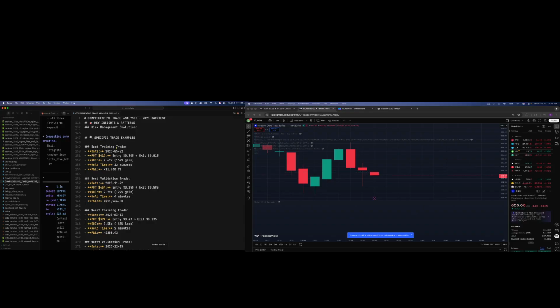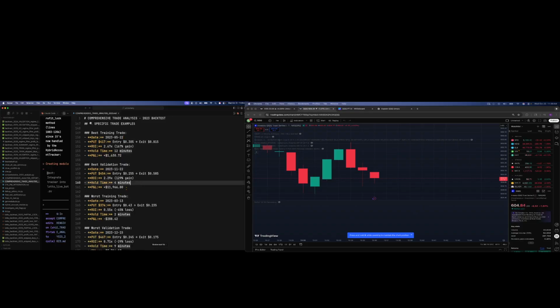So the best trade from the training period is when the bot entered a put at 417. It entered at $30 and then exited at $80, a 167% return. It made $1,600. Best validation trade, this is crazy: we entered at 25.50 and exited at 58.50. We made 11 grand in 4 minutes.